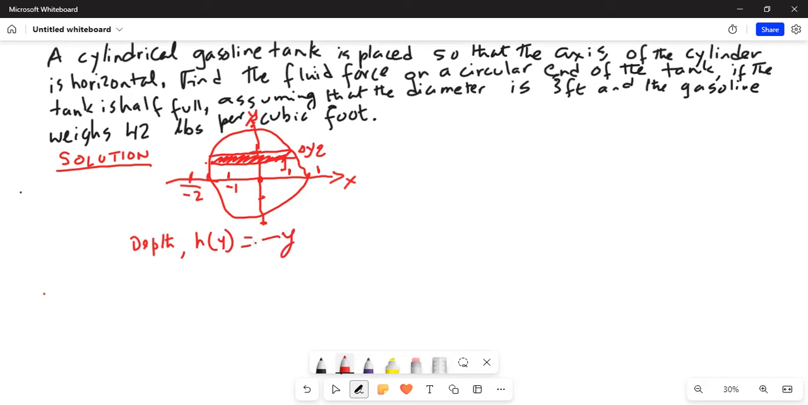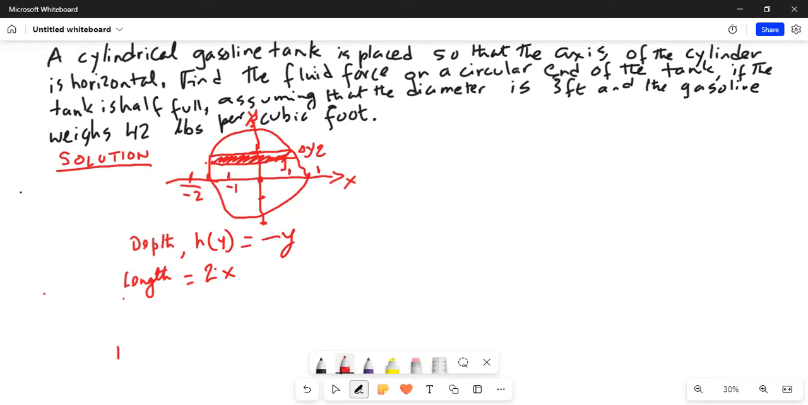Okay, and length is Ly. Length over here, length is 2 times x. Okay, length is equal to 2x.